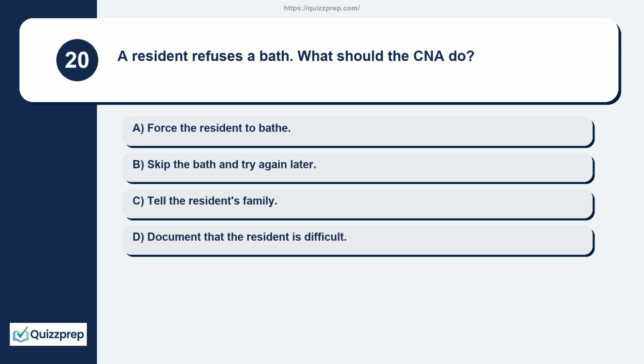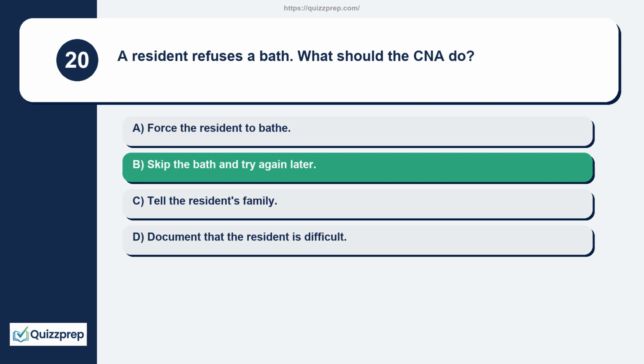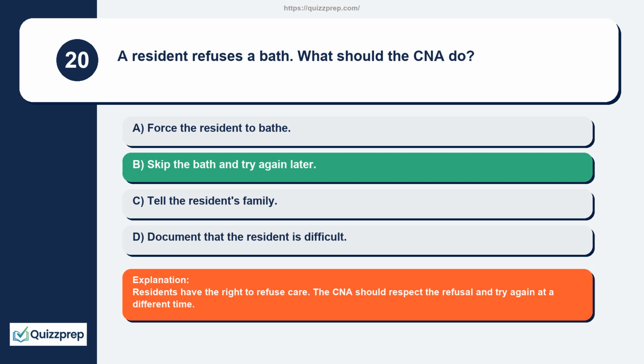Question 20. A resident refuses a bath. What should the CNA do? Force the resident to bathe. Skip the bath and try again later. Tell the resident's family. Document that the resident is difficult. Residents have the right to refuse care. The CNA should respect the refusal and try again at a different time.